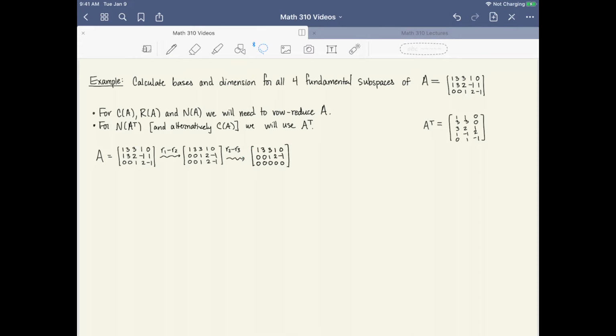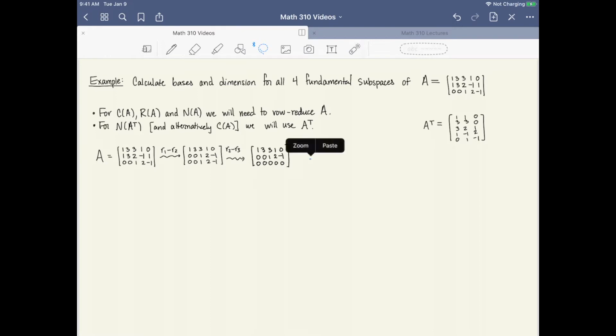Now at this point, my matrix is in row echelon form. I can actually tell that I'm going to have 2 independent rows and therefore 2 independent columns, but I'm going to do one more row operation to put it into reduced row echelon form, because when I do calculate the null space, it'll make that calculation easier.